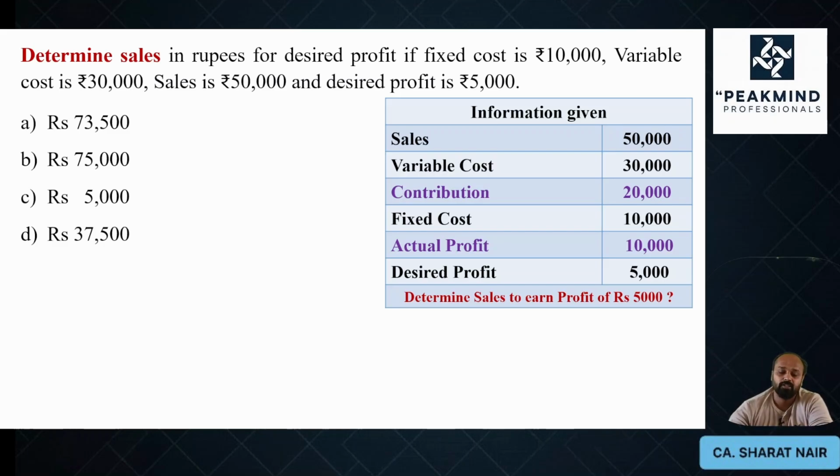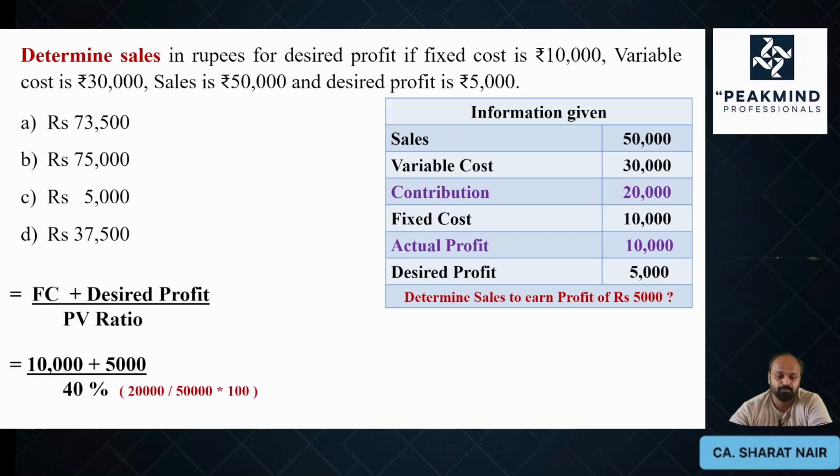So here we need to apply the formula fixed cost plus desired profit divided by PV ratio. Now fixed cost is 10,000, desired profit is 5,000. PV ratio we need to compute, which is 40%. How have we computed it? Contribution by sales into 100 is the PV ratio. So 20,000 divided by 50,000 into 100 allows me to get 40%. And then 15,000 divided by 40% allows me to find out the sales, which happens to be 37,500. This is your option number D.